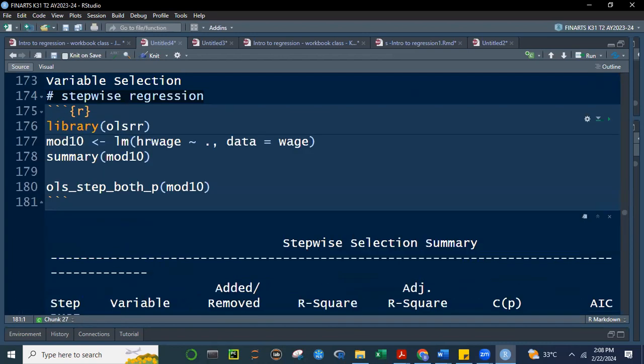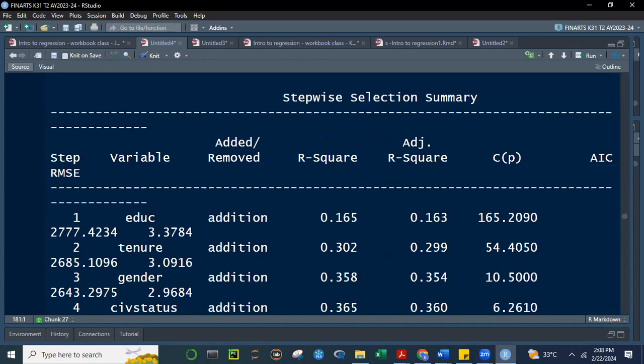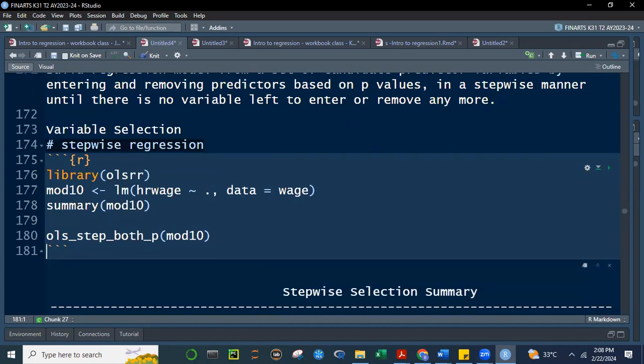Okay, so that's the result of this function, ols_step_both_p. So this is based on the P value. Papasok lang yung variable kung, okay, kung ang P value niya is less than 0.05.